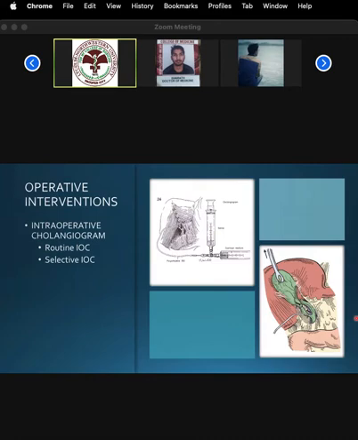Selective IOC is done in patients with abnormal liver function tests, patients with pancreatitis, patients with jaundice, patients with dilated common bile ducts, and in patients with multiple small stones inside the gallbladder.